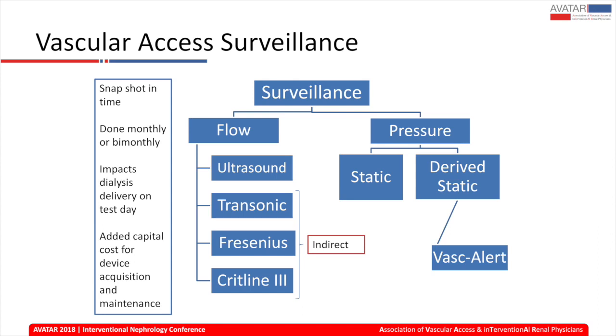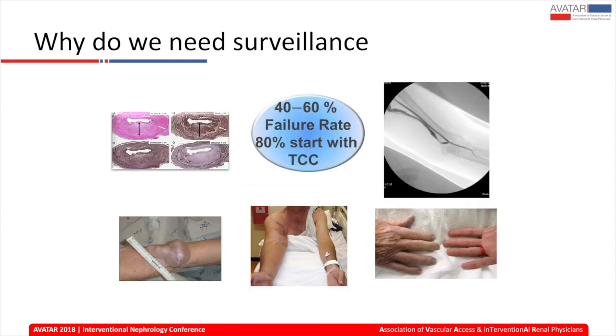Whereas the pressure-based, the Vascular, is a completely automated one which measures pressures every single time the patient is on dialysis. But why do we even need surveillance, right? Why should we do it?